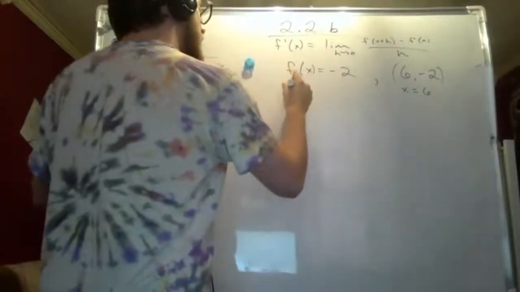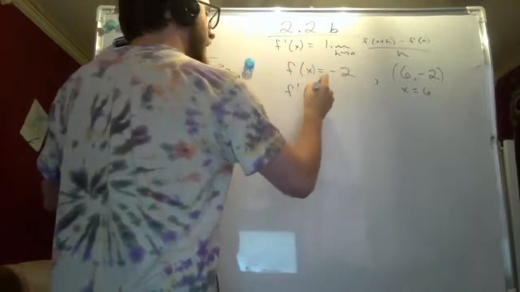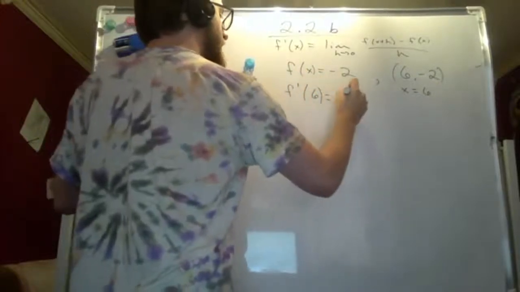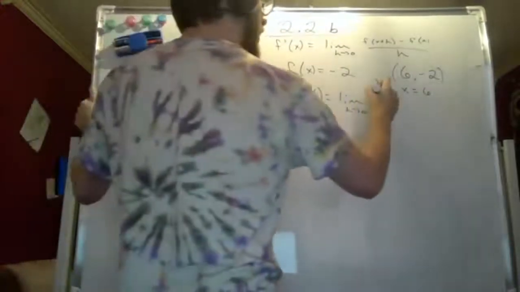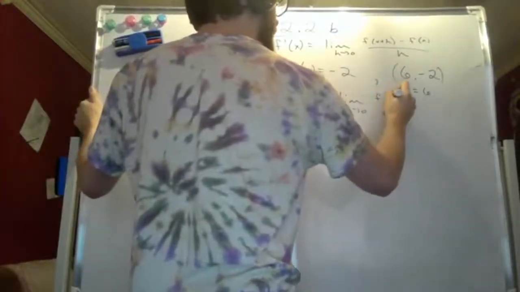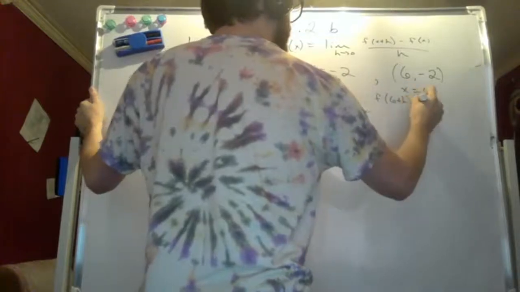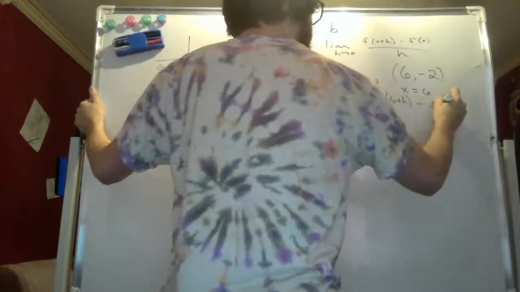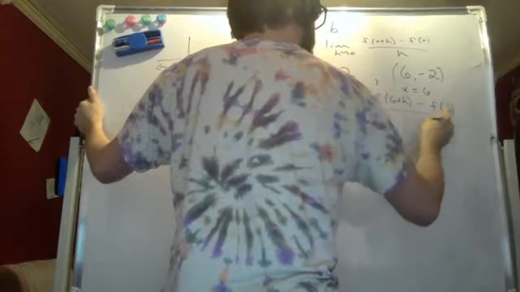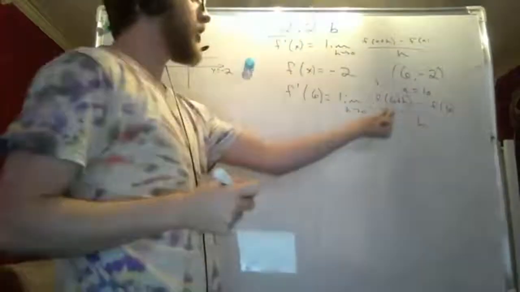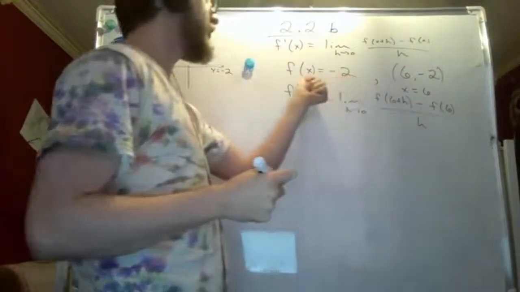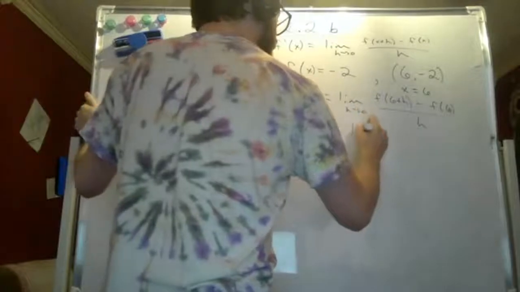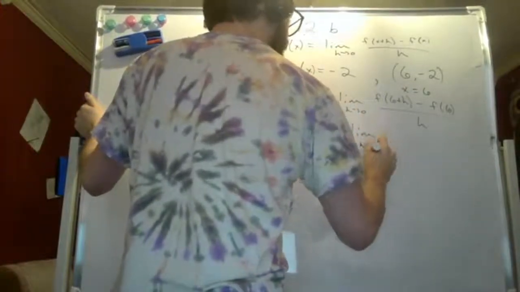So then the slope, f prime at 6, is equal to the limit as h goes to 0 of f of 6 plus h minus f of 6. So notice at this point, all I'm really doing is just copying what x is. I'm filling in the blanks, and then I'm going to go back and look at what f of x is and keep going. So this is the limit as h goes to 0.